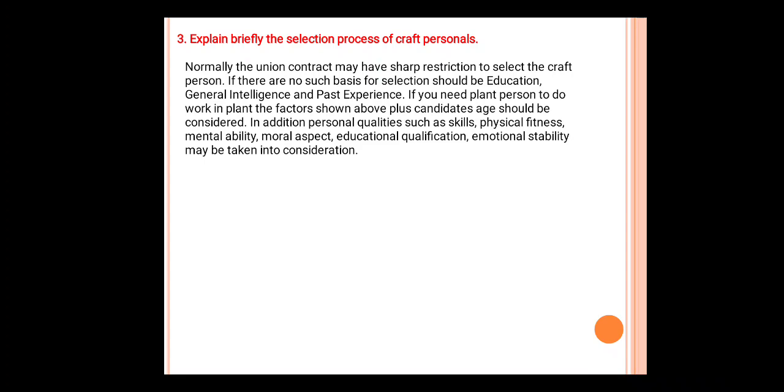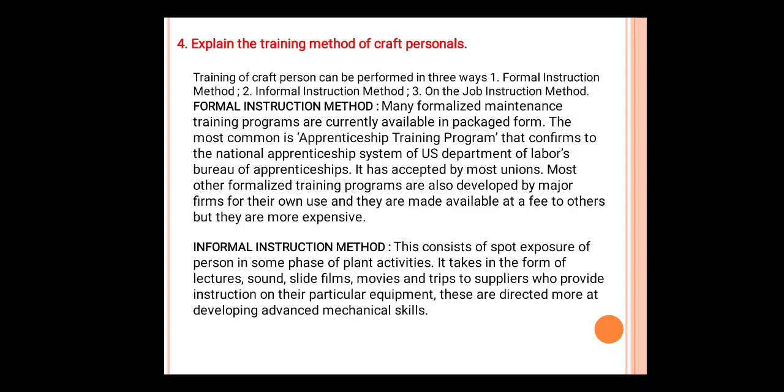So moving on to the next question. Fourth: explain the training methods of craft persons. After selecting, what type of training is to be given to the craft persons? Training of the craft person can be performed in three ways: formal instruction, informal instruction method, and on the job instruction method. As you know already, I told this in the classroom very well. We'll see the methods one by one.